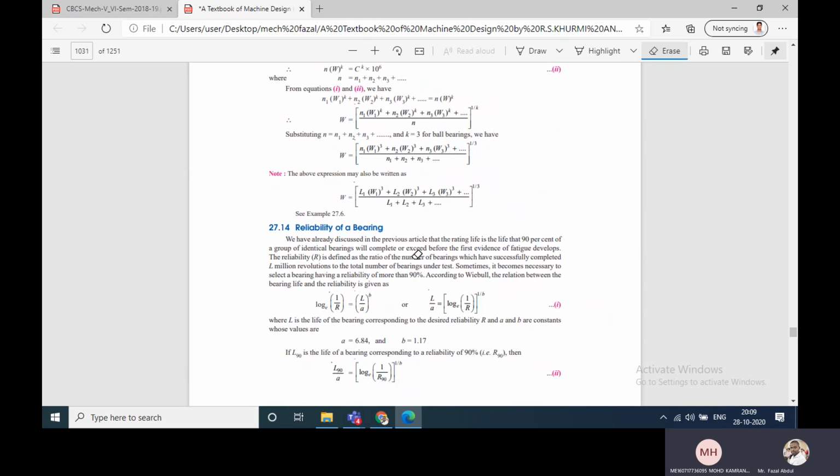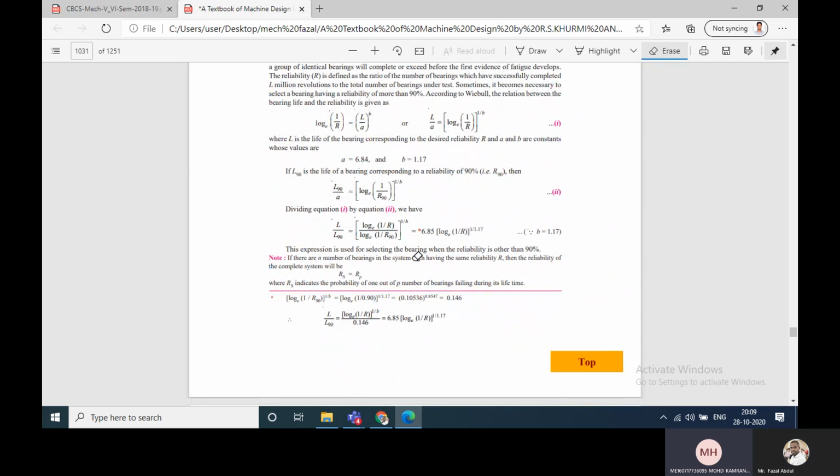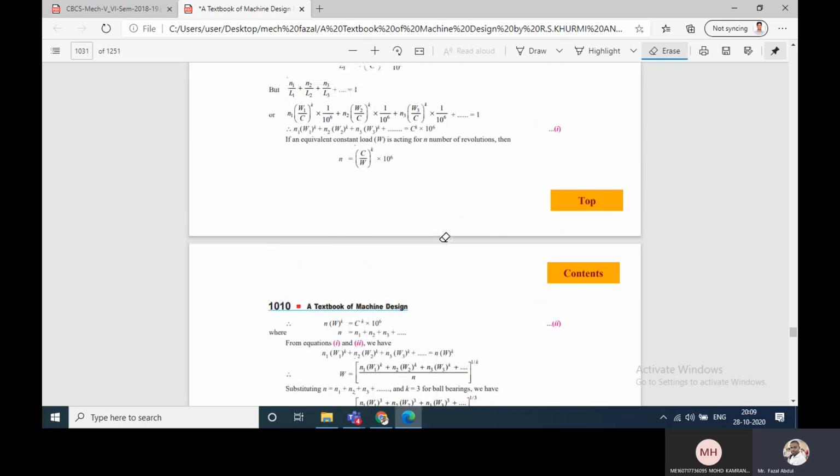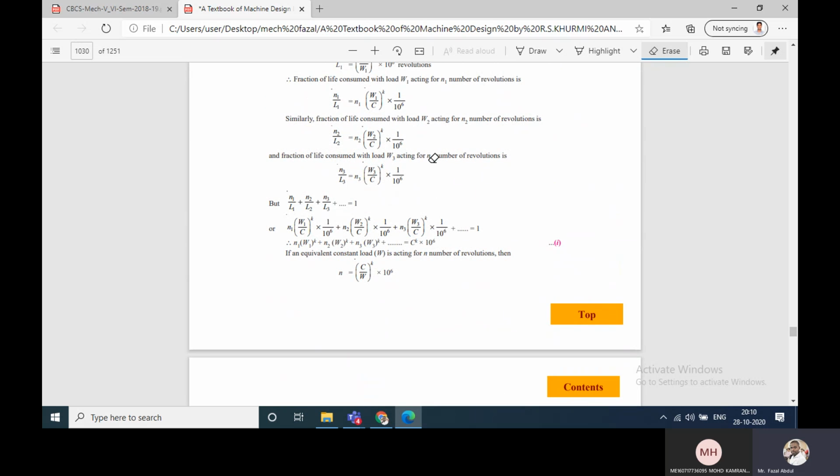This bearings chapter is a very lengthy chapter, but easy. This theory is also very easy, whatever relation I'm showing for the ball bearing is also easy, but a lot of relations are there. It is difficult.